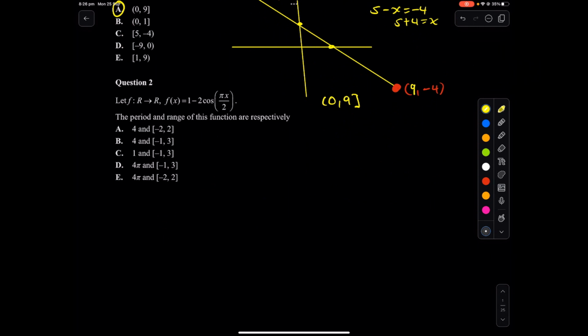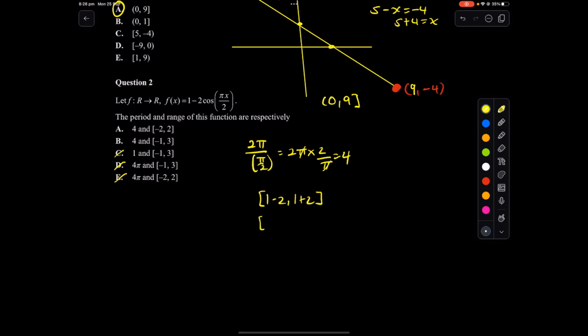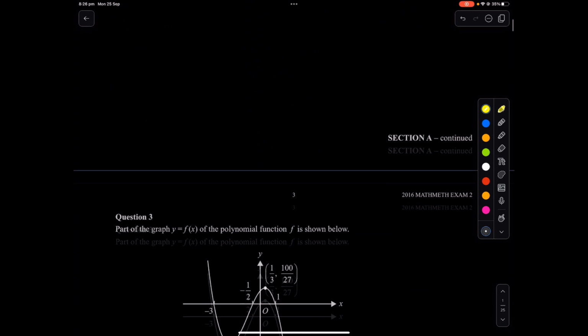Question 2. F of x is this. The period and range of the function is what? Okay, so that's easy. We know that period is 2 pi over pi on 2, which is just 2 pi times 2 over pi. Cancel those. That is 4. What about the range? Well, the range is easy. It's just 1 minus 2 and 1 plus 2, which is -1 to 3. So choose B as your answer.